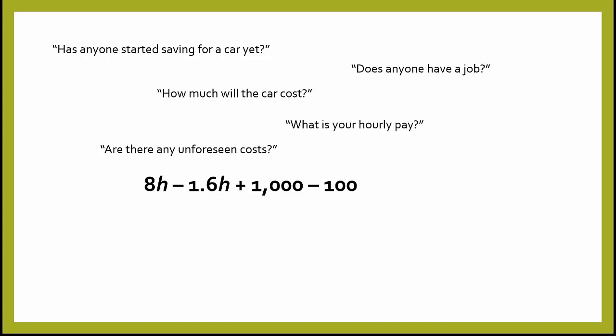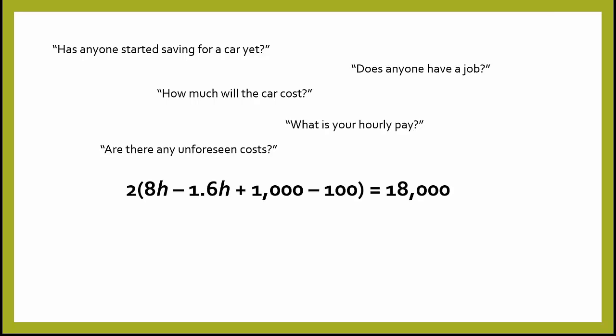I informed the class that their parents were feeling very generous and decided to double the amount saved at their 16th birthday as a gift. Students advised me that I needed to multiply by 2. I asked if I should multiply by 2 or just multiply the 8h by 2. They replied that I would need to put parentheses around the entire expression, then multiply by 2. They wanted the parents to double everything, not just the 8h. Finally, this amount must equal $18,000 to afford the car. Our equation was complete.